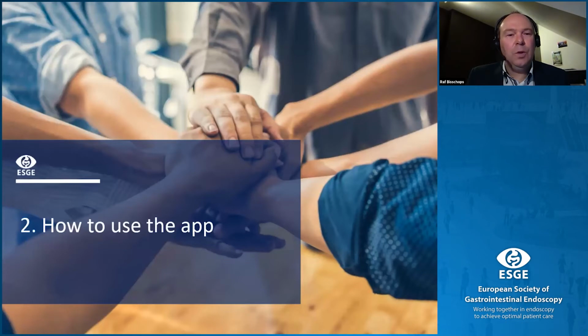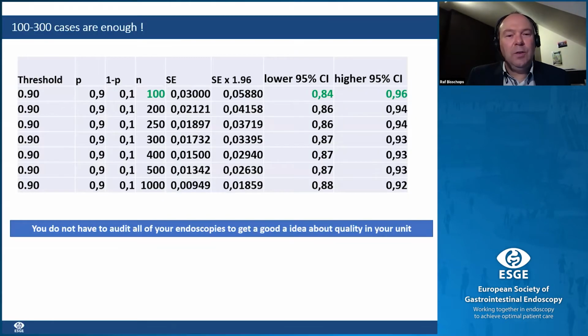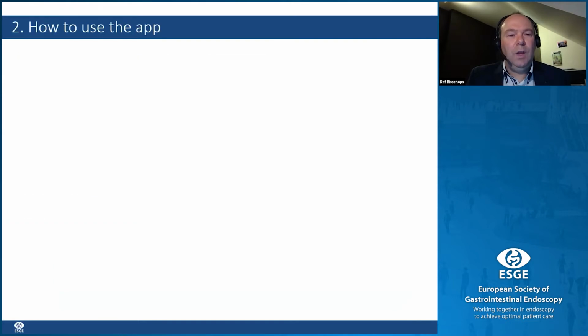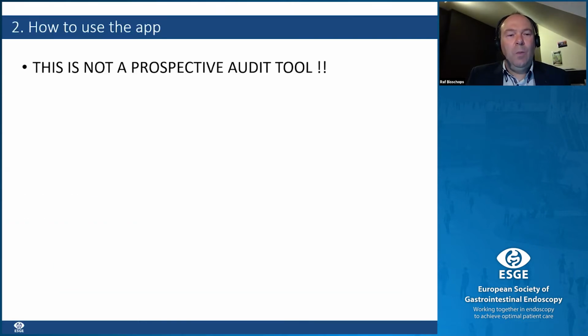It is very important to realize that you do not need to enter all your procedures. So increasing the number from 100 to 300 only narrows down the confidence interval statistically slightly. So you do not have to measure everything at all. So probably 100 procedures are enough to assess a quality indicator. So 200 to 300 gastro and colonoscopies will be enough to get a good snapshot of your quality in your service. Remember, this is not a prospective registration app.